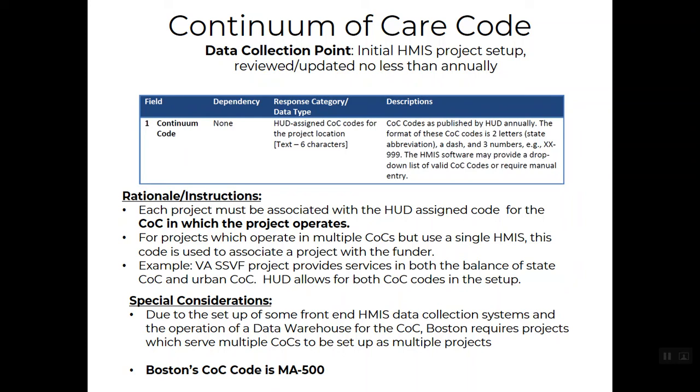If a program serves multiple COCs, my recommendation, and most recommendations, would be to set those projects up as separate programs in your HMIS system. In the VA SSVF option, that would mean there would be 2 projects in HMIS. One would be a VA SSVF balance of state, and one would be a VA SSVF Boston, for example. The COC code in the SSVF Boston program would be MA-500, and the balance of state program would be whatever the balance of state COC code is. HUD does publish a list of these COC codes, so they are available if you do have projects in other continuums of care.